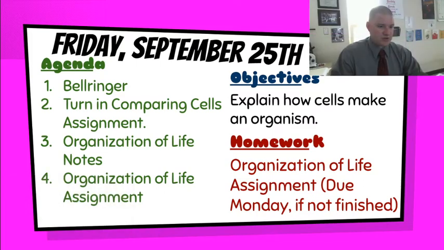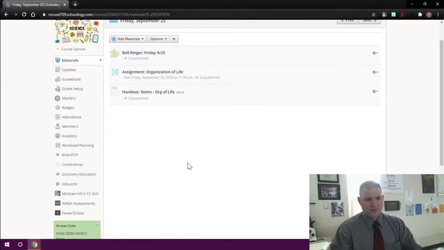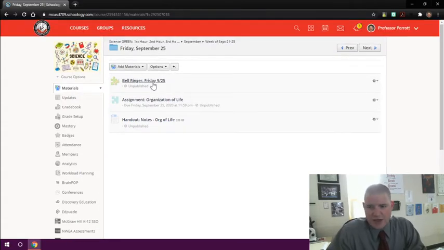I'll move myself real quick so you can see that number 4 spot in the corner there. The organization of life assignment is the final thing that we'll take a look at today. First off, when we go to Schoology, you'll have your bell ringer for Friday up there. Answer the 3 questions, I believe, like normal. We're then going to take a look at the handouts, the notes of the organization of life.